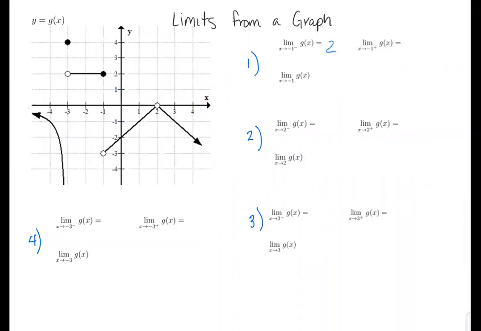Then, to evaluate this guy, we're looking at -1 from the right-hand side. So again, we're going to go to -1. We're going to get on the right-hand side of it, go to the graph, and then follow until you get closer to the x value of -1 and look at what y value you were approaching, and that's -3. The fact that these two things are not the same means that this limit does not exist.